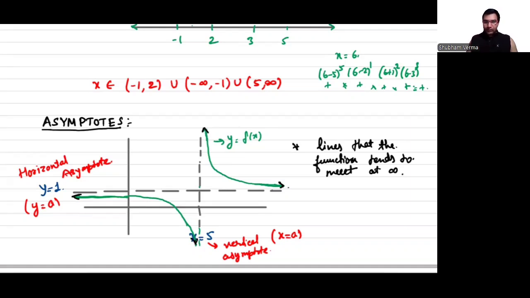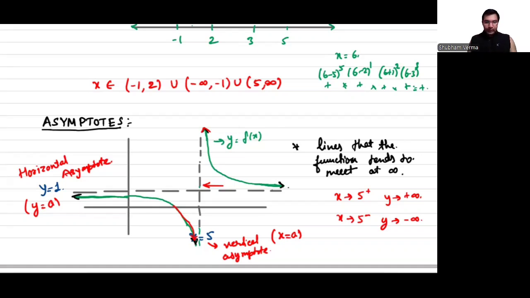So what we can say over here is, when x is approaching positive 5, that is 5 plus, on the right hand side, my y is going towards positive infinity. Yes or no? And when x is approaching 5 minus, that means slightly lesser than 5, y is going towards negative infinity. Yes or no? Okay.